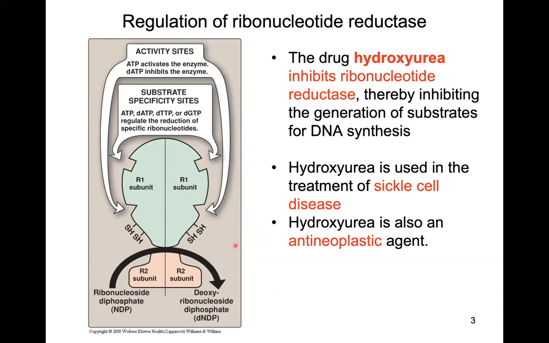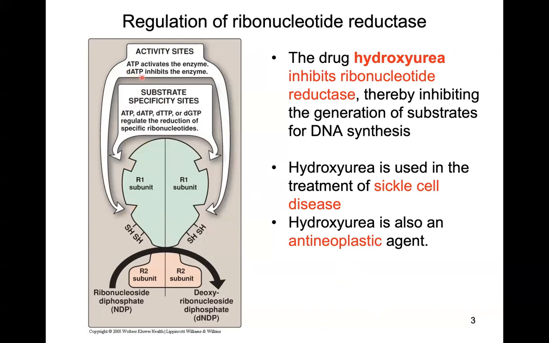This is helpful because it's used in conditions where the cells are dividing too much. So it can be used as an anti-cancer drug. It's also used in the treatment of sickle cell disease, because in sickle cell disease, your red blood cells are being destroyed really quickly. So they're also being produced quickly. And so hydroxyurea controls that, limits that. And anti-neoplastic essentially just means it's an anti-cancer drug. And yeah, that is what happens. If there's an excess of ATP, that will activate the enzyme.